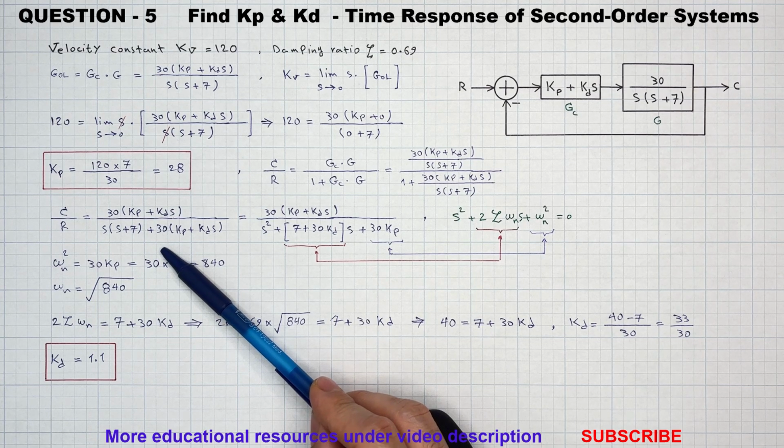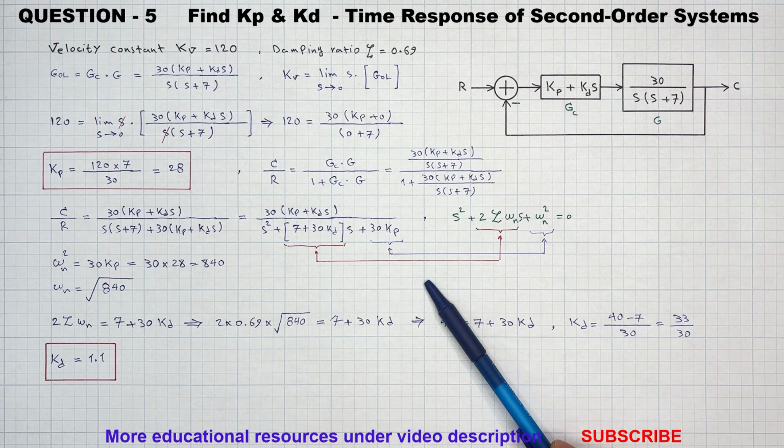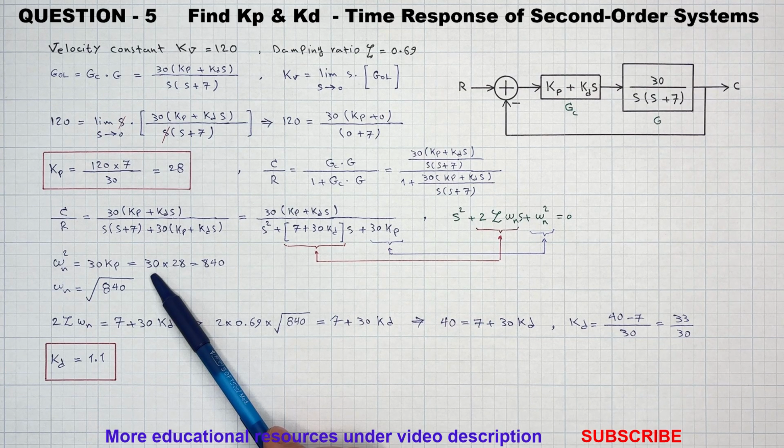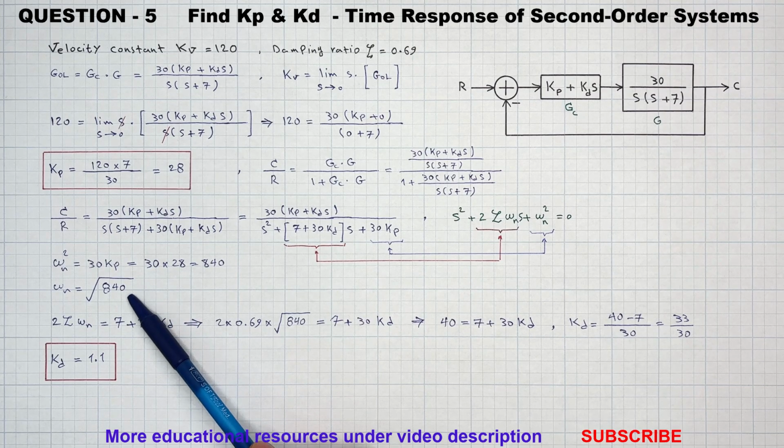Then we determine the closed loop transfer function. Now comparing the denominator, which is the characteristic equation, with the standard second order system, we can say that omega n squared equals 30 Kp and 2 zeta omega n equals 7 plus 30 Kd. Substituting the found Kp gives us the value for omega n, and substituting zeta and omega n results in the value for Kd.